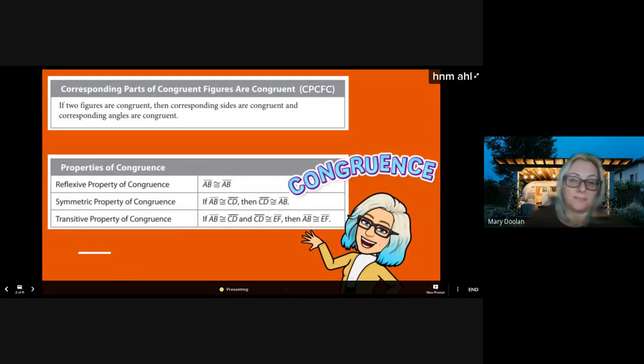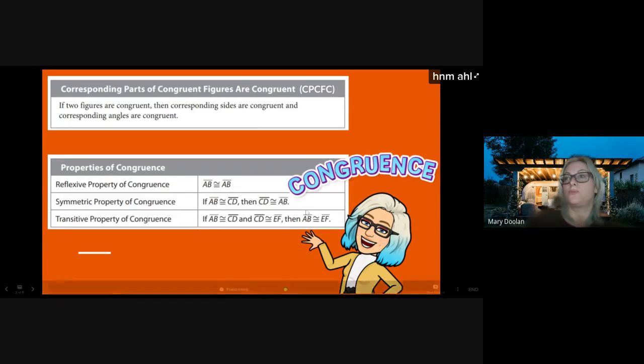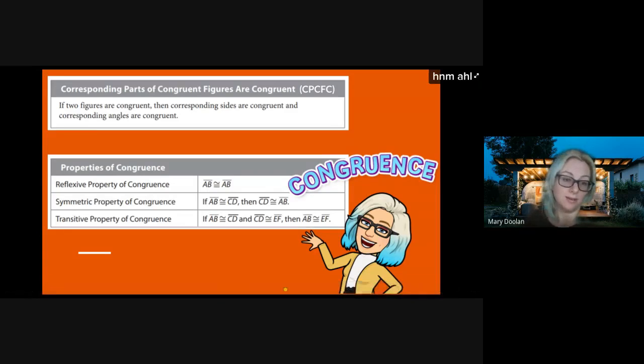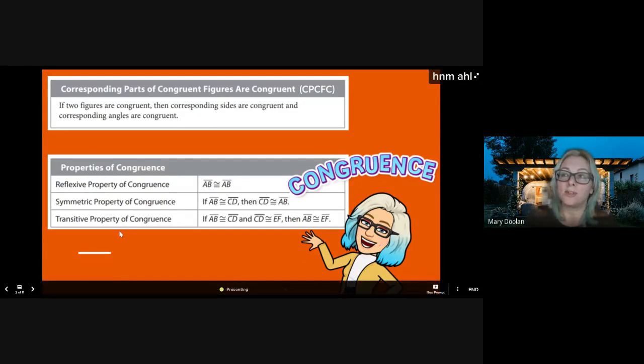So last time we took notes, we had this in it, CPCFC, but just to remind you, it says if two figures are congruent, then the corresponding sides are congruent and the corresponding angles are congruent. And there's three properties of congruence that we're going to be looking at and using in proofs today. Okay, and they're listed out here.